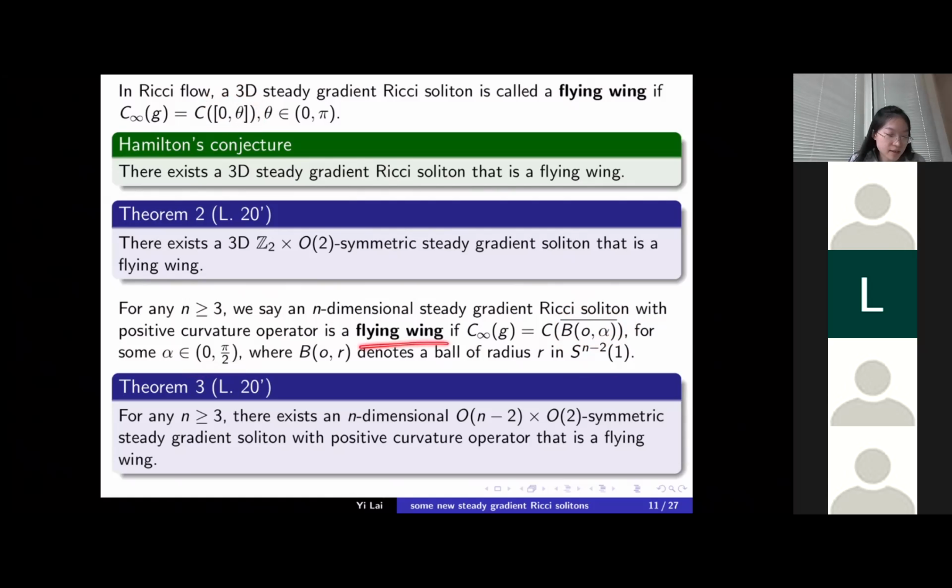Okay, so if you define the flying wing in this way, then in dimension 3, you get back to Hamilton's flying wing. And in higher dimensions, we also proved that such flying wings exist. And even more, we can show that these are Z2 cross O(n-1) cross O2 symmetric solitons. Again, I'm going to show you pictures at the end of this part.